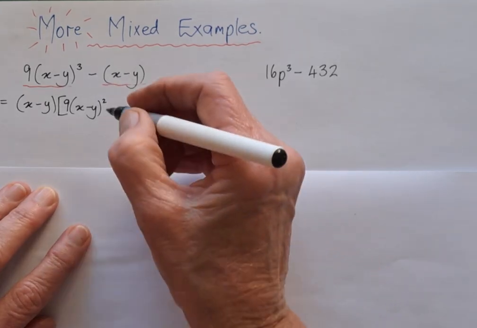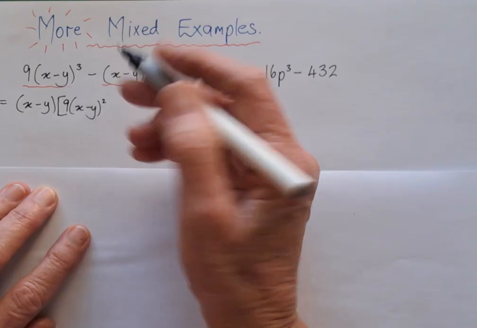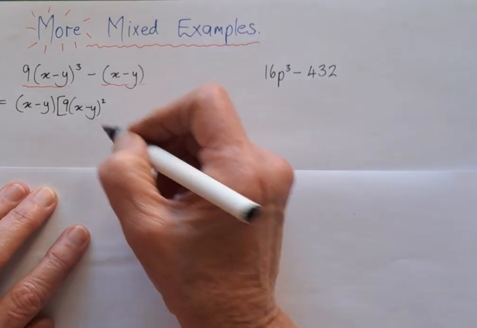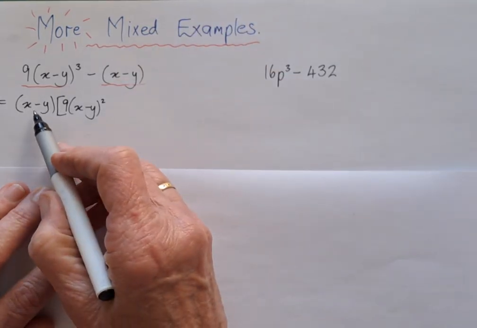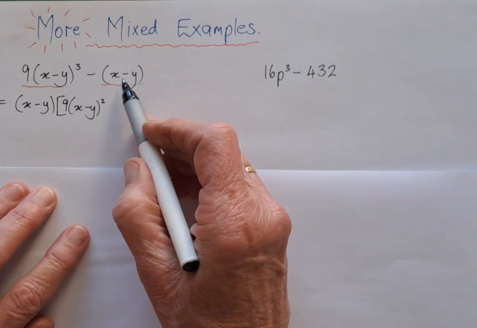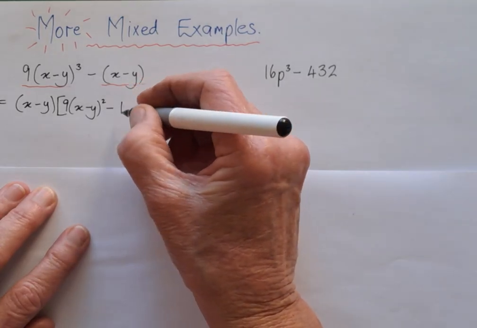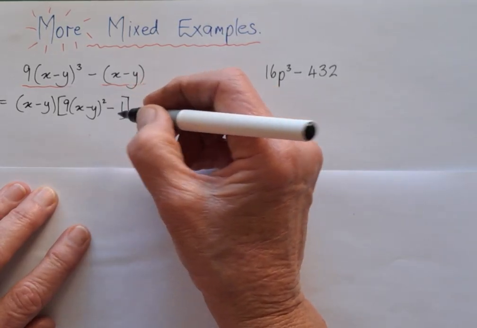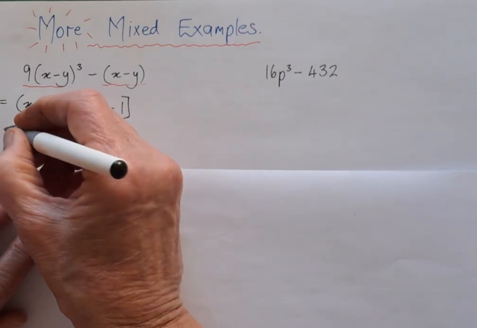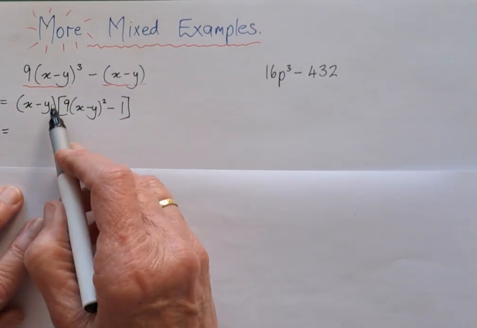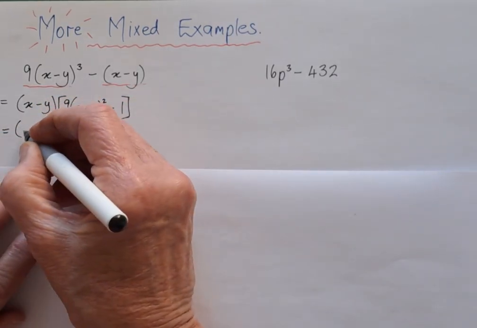And this is again where people often go wrong because they think, oh, that's gone, and they close their bracket. But x minus y goes into the bracket of x minus y once. So don't forget that 1. Now if we look at what we've got, this is a simple binomial, so it's going to stay as it is.